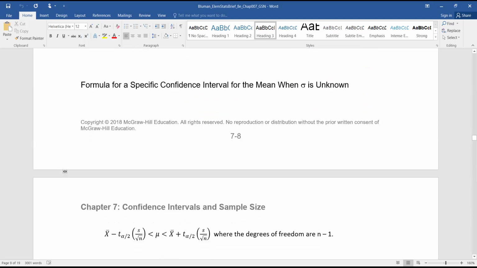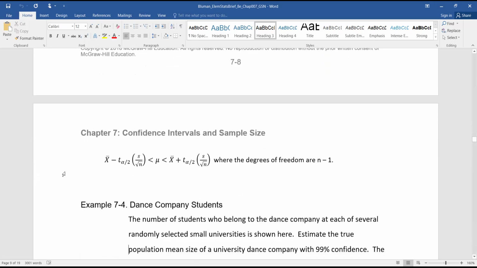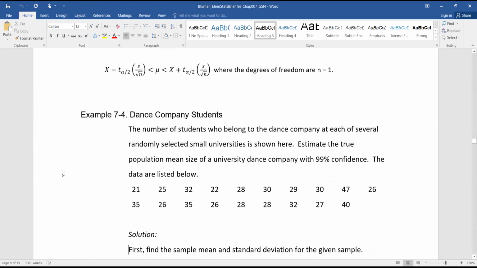All right, so the formula for a confidence interval for the mean when the population standard deviation is unknown would be this. So again, it's pretty similar to what the formula was already. The only difference is you would use a T-score because the population standard deviation is unknown, and you would use the sample standard deviation. So again, you only need the T-score if the population standard deviation is unknown.